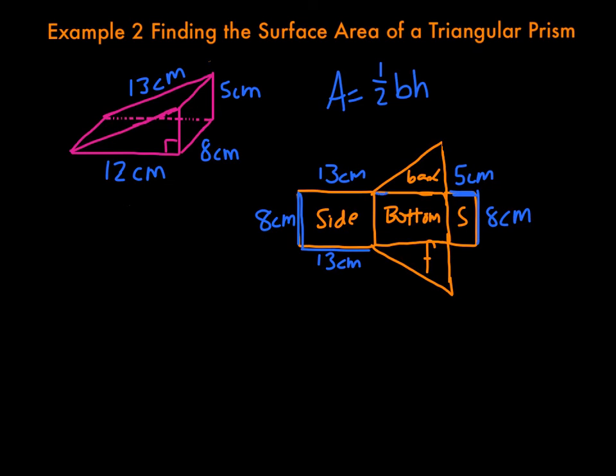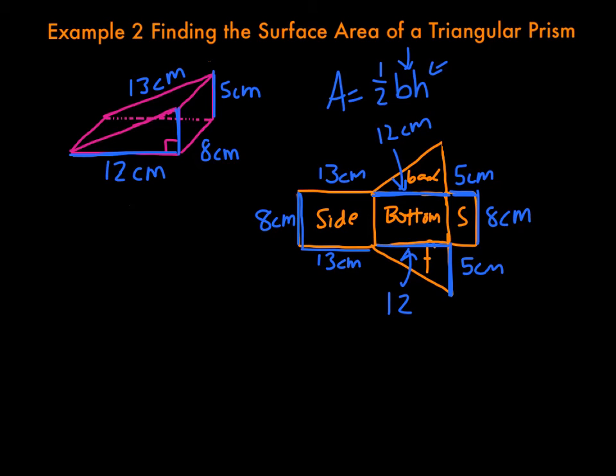So let's see. This length right here on our triangle would be this length right here. So that becomes 12. I'm going to put a little arrow and put 12 centimeters. The height of the triangle is the same height as our rectangle over there, so it becomes 5 centimeters. So we have the two measurements we need to plug in. So we're set with those.